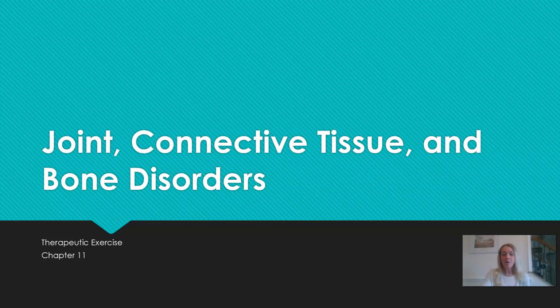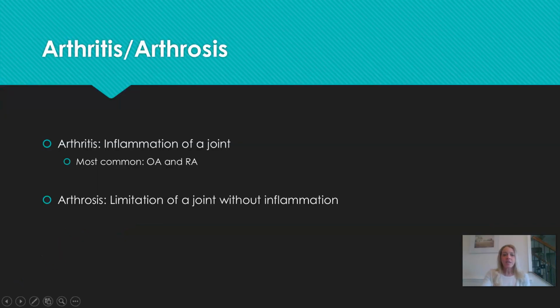Okay, we're on to chapter 11, and we're going to cover joint connective tissue and bone disorders. So the first thing that we're going to talk about is arthritis and arthrosis. Arthritis is inflammation of a joint, and the two most common types we're going to see are osteo and rheumatoid arthritis. And so as we go on, we'll talk a little bit about both and how you can tell the two apart. Arthrosis is going to be limitation of a joint without any associated inflammation.